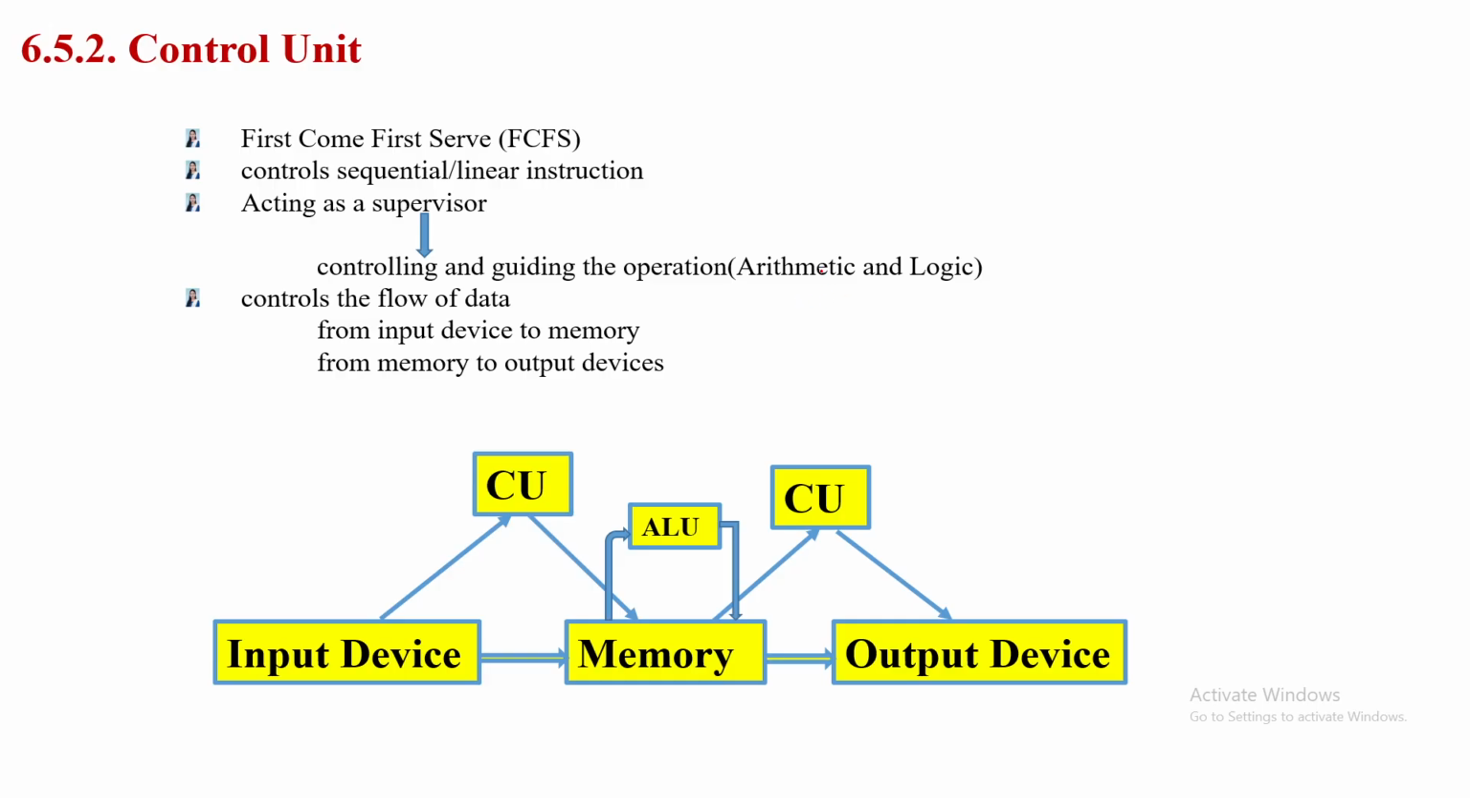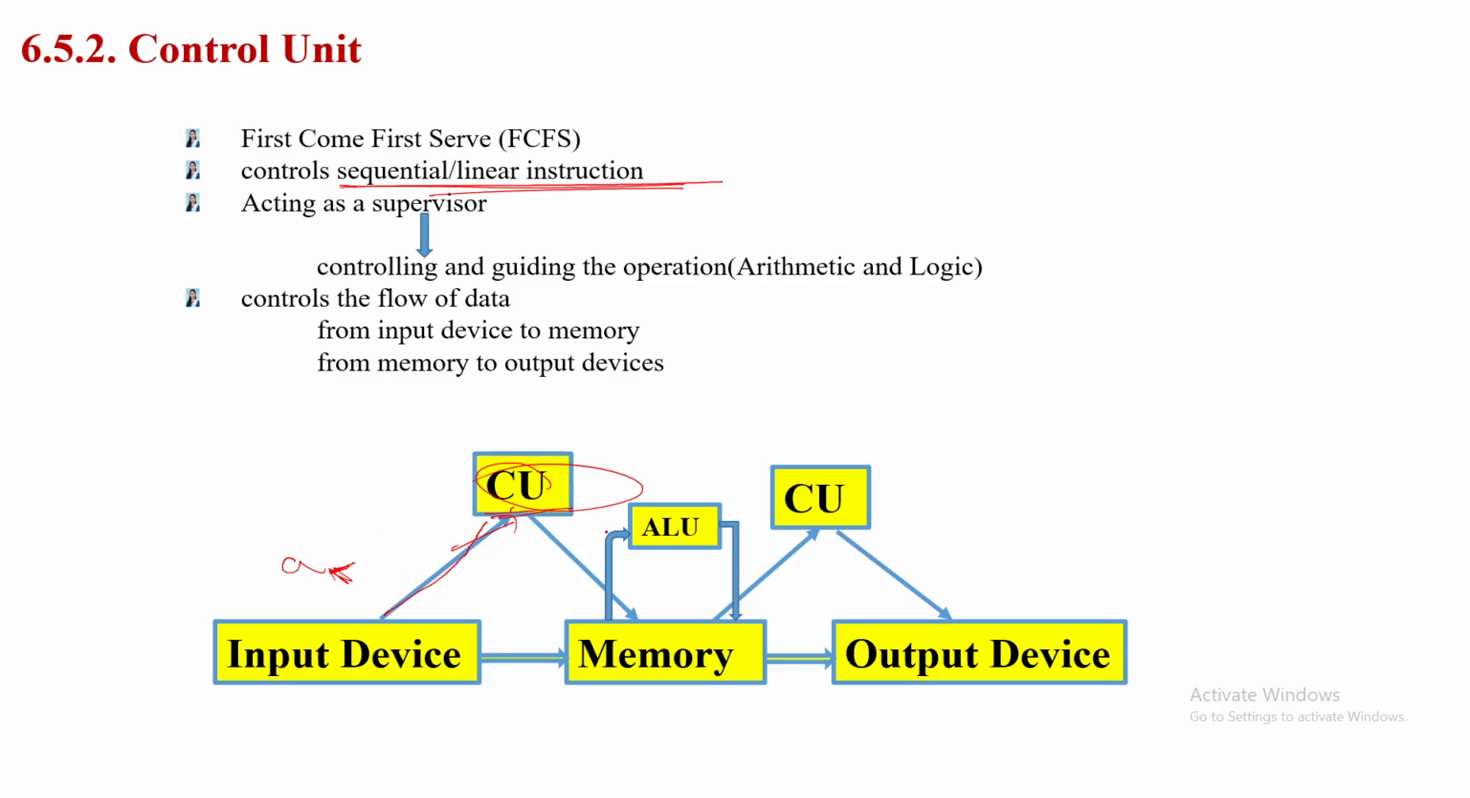Now comes the control unit. The control unit's work is first come first serve, meaning it controls the sequential or linear sequences. Through this diagram, try to understand. The input device enters the data, and suppose you have pressed A, it feeds the data A, then it will send it to the control unit, because if you do not write anything, it will hold that cursor. Who? The control unit.